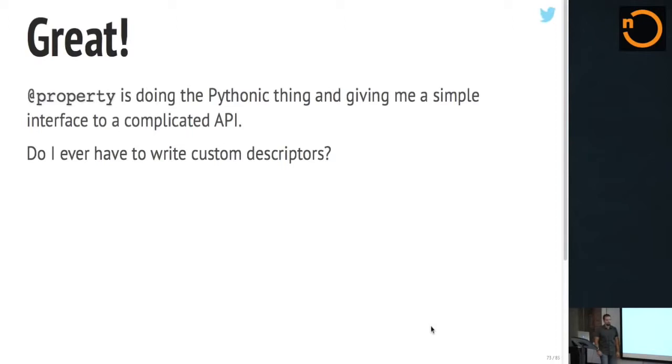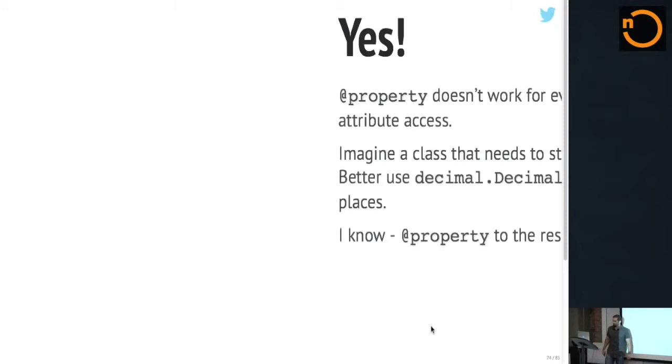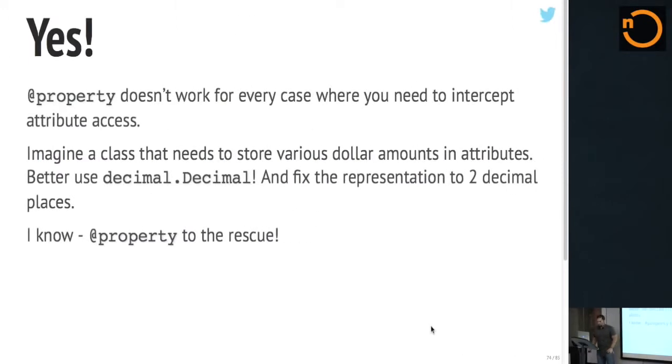Is there ever a reason for me to go out and write objects with get, set, delete methods and attach them to my classes at runtime and put up with all the pain of implementation? Yes, there is. So property is not going to work for every case where I need to intercept attribute access.